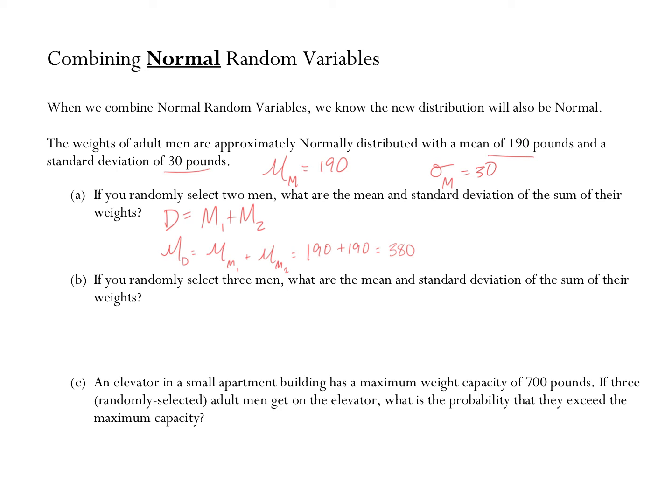So if I want to find the standard deviation of D, I would do the standard deviation for the first guy squared, standard deviation for the second guy squared. You with me? So really I'm taking the square root of 30 squared plus 30 squared. 42.43, sure.